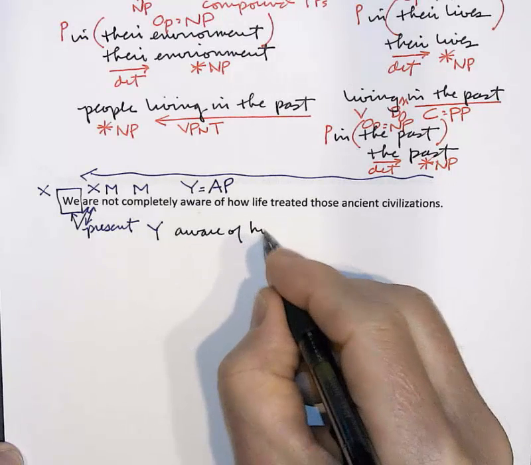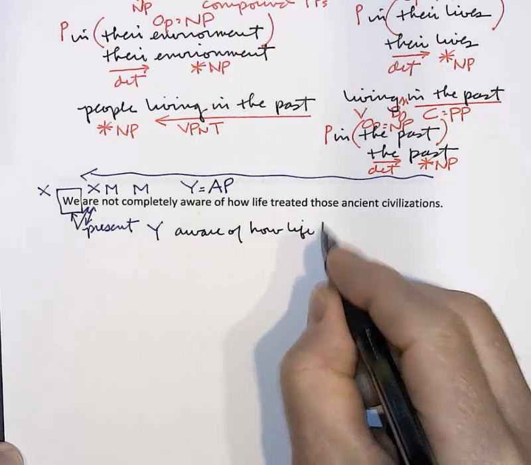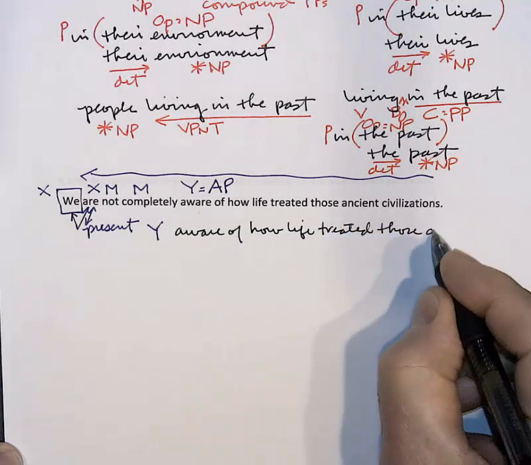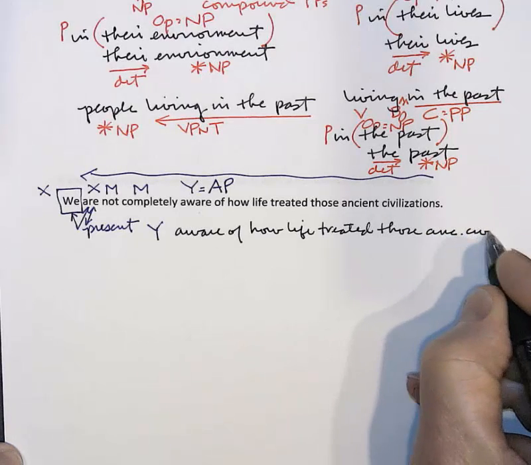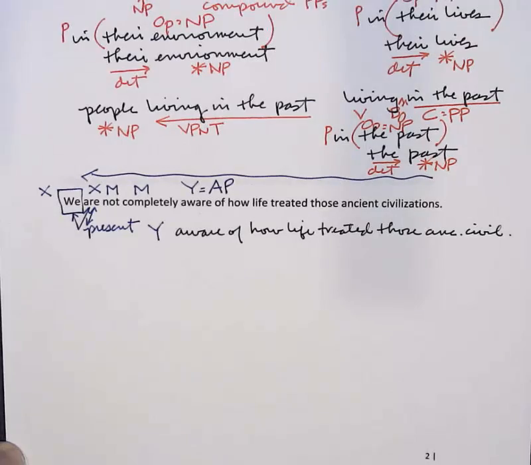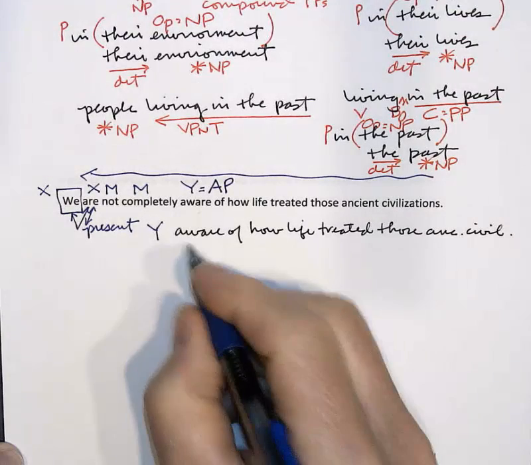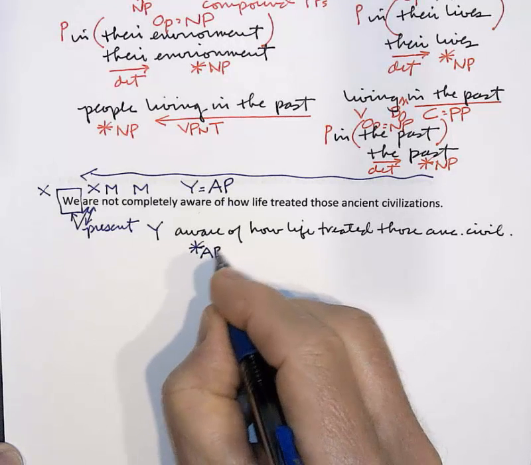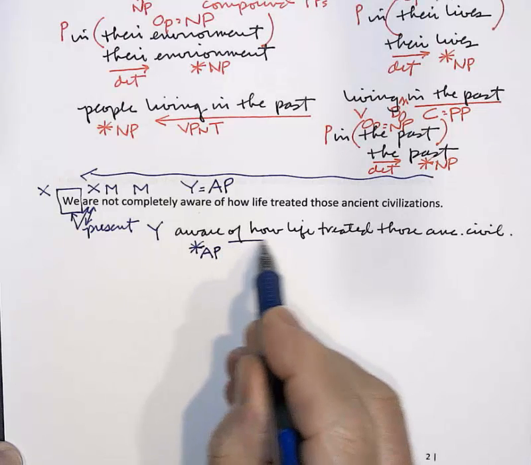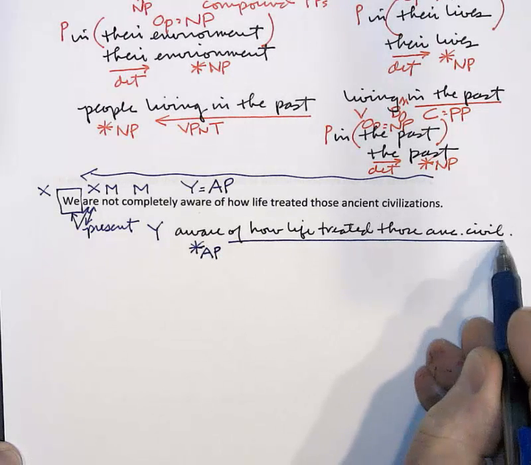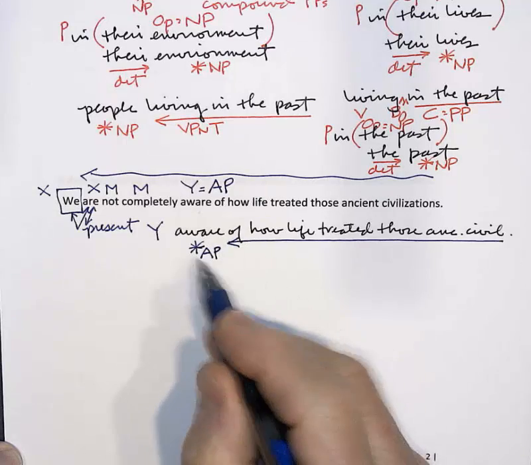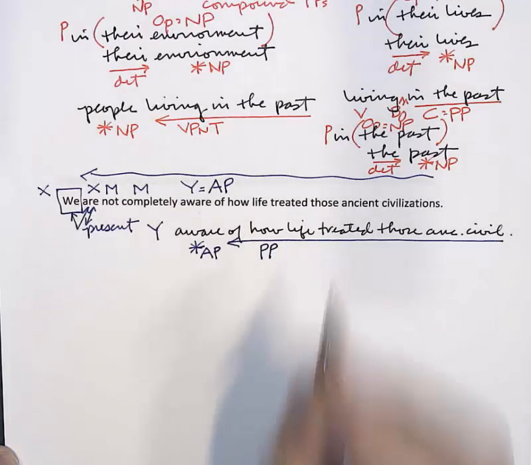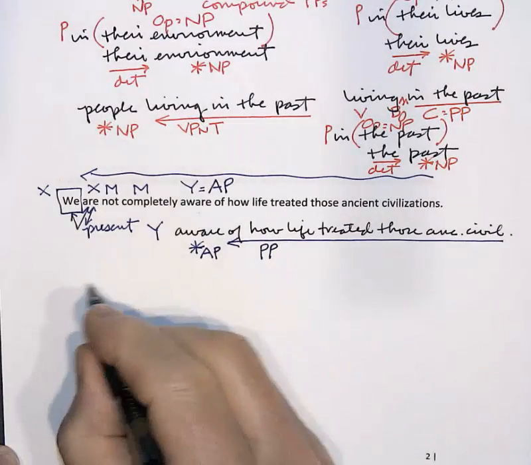Aware of how life treated those ancient civilizations. Now, aware is the head. It's an adjective. And of how life treated those ancient civilizations is a modifier to explain what kind of aware. That's a prepositional phrase. Let's rewrite our prepositional phrase.